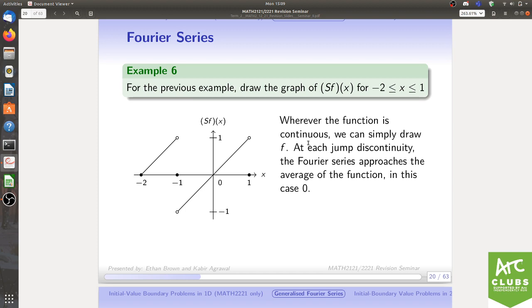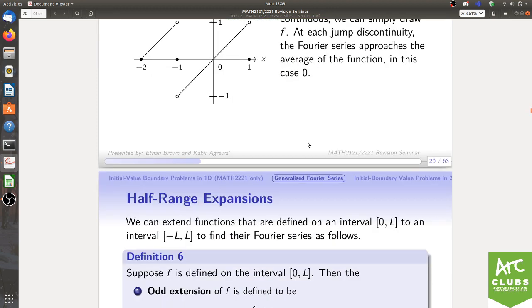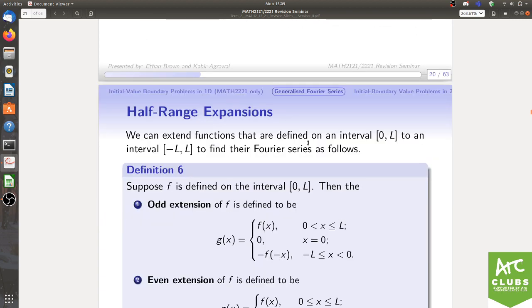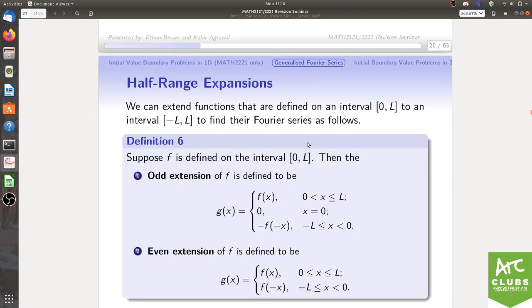Okay, so now we can expand this idea. When beginning from an interval 0 to L, we can expand it to considering an interval -L to L. And one way we can do this is by considering an odd and an even extension. An odd extension basically means you're forcing the function to be odd so that it maintains its odd symmetry.